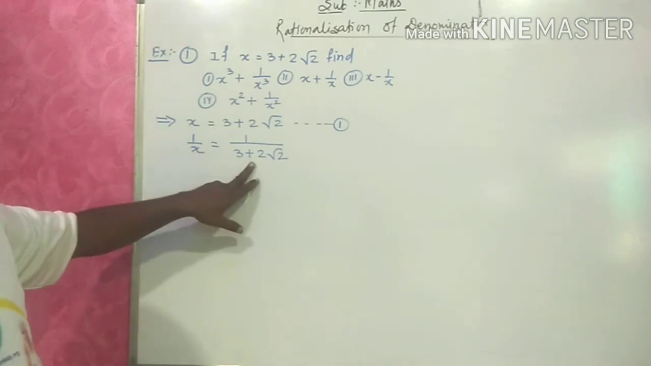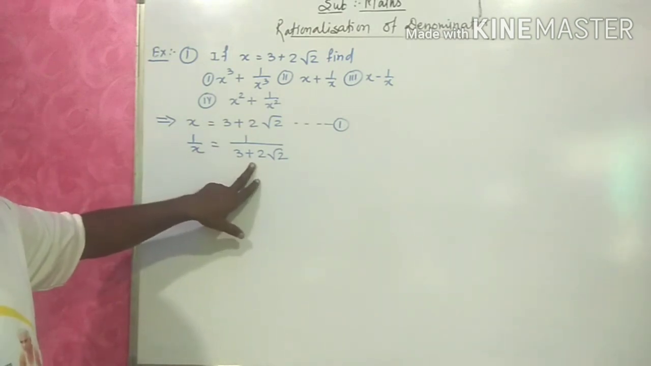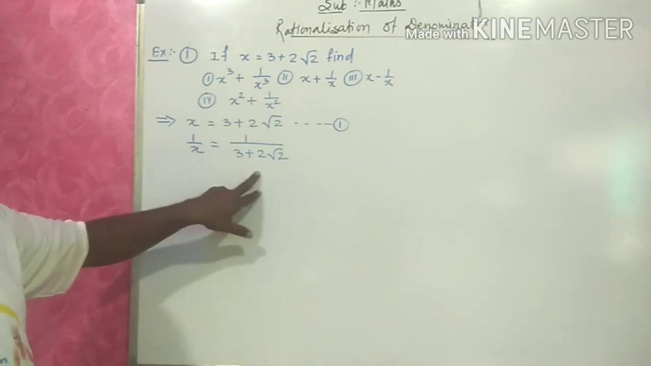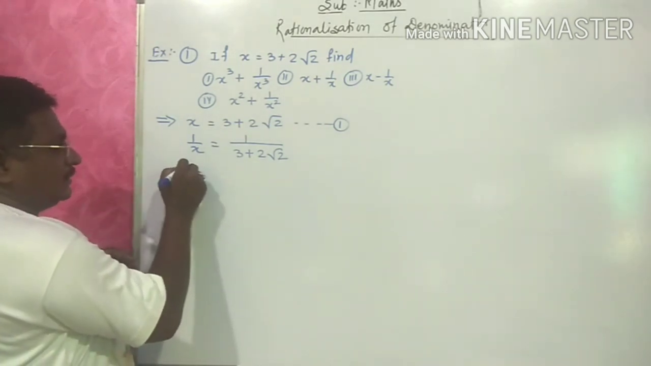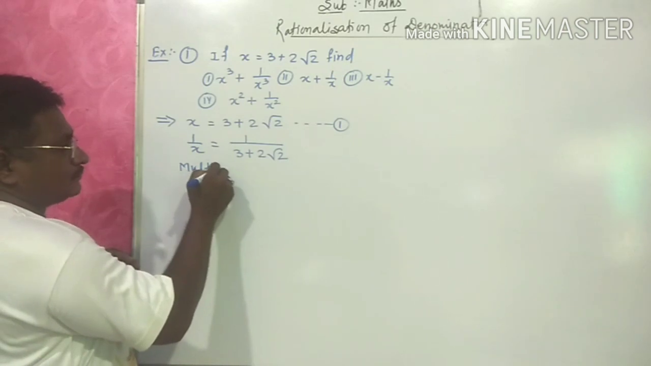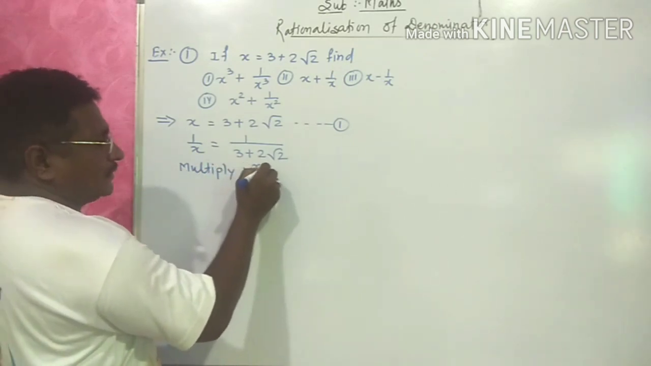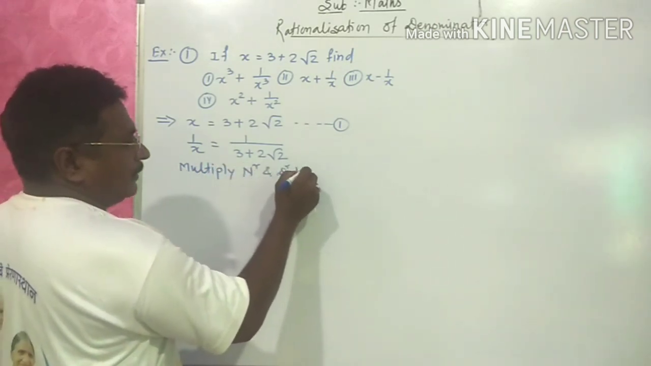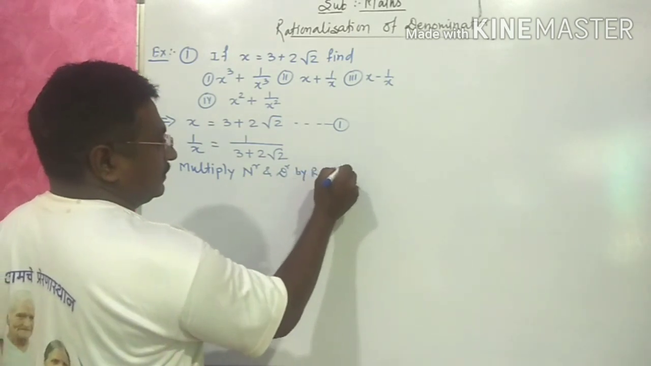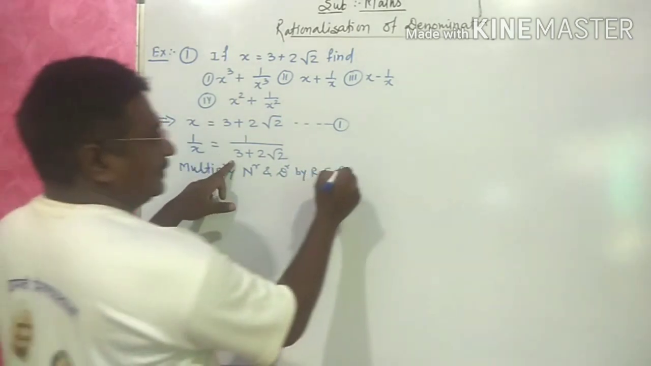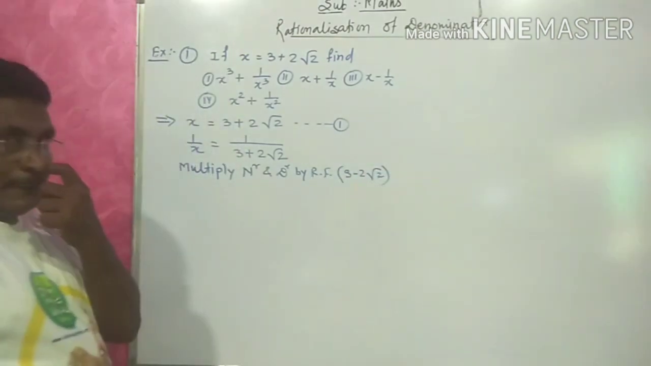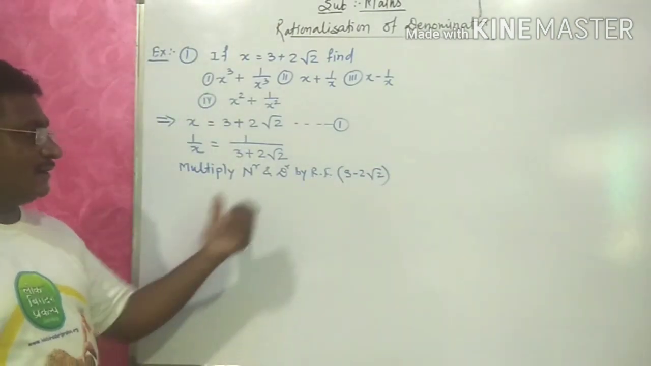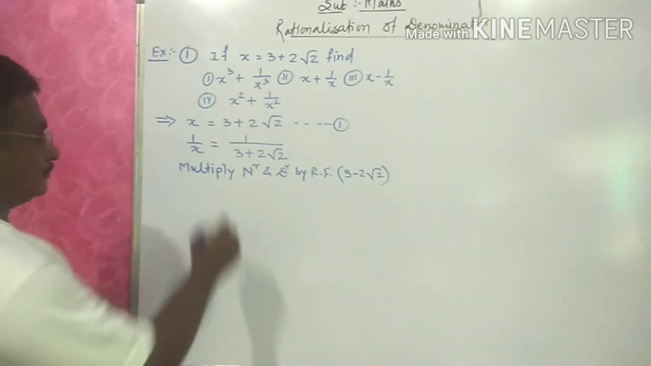Now here the denominator is an irrational number, so we have to rationalize it. How to rationalize? Multiply numerator and denominator by the rationalizing factor. What is the rationalizing factor? 3 minus 2 root 2. So by using this rationalizing factor, we have to solve. So what will we get?